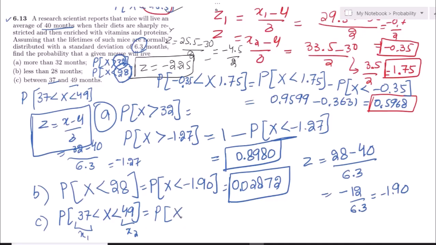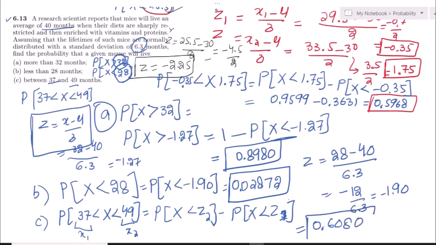Then what would you do? You will have to use the probability that x is less than z2 minus the probability that x is less than z1. By putting in the values here you will get the answer of part C, that is 0.6080. You need to give it a try and tell me if you understood the essence of these questions or not.